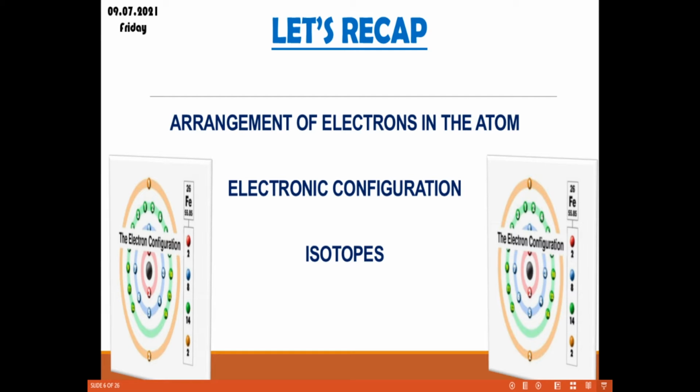So the nearest orbit from the nucleus is labeled as K shell. Next to that is L shell, then M shell. Then we have to discuss the scheme. This scheme tells about the maximum number of electrons that can be accommodated in any energy level of an atom, which is given by the formula 2n square.